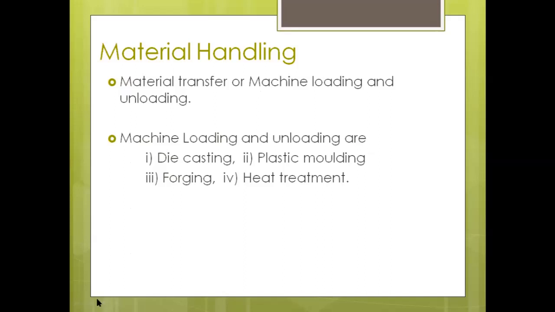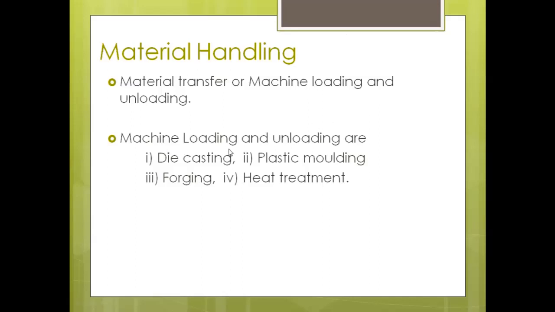First one is material handling. In the industry, if you want to transfer material, heavy materials, from one place to another place, you use a robot instead of manpower. That is material handling. Material transfer or machine loading and unloading. If you want to load a workpiece to the machine, a heavy workpiece in the lathe machine, you use a robot instead of manpower.